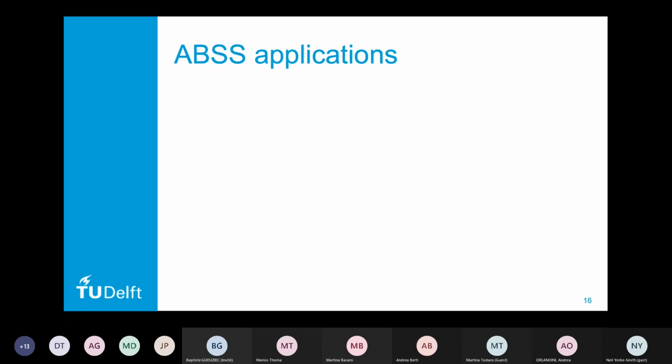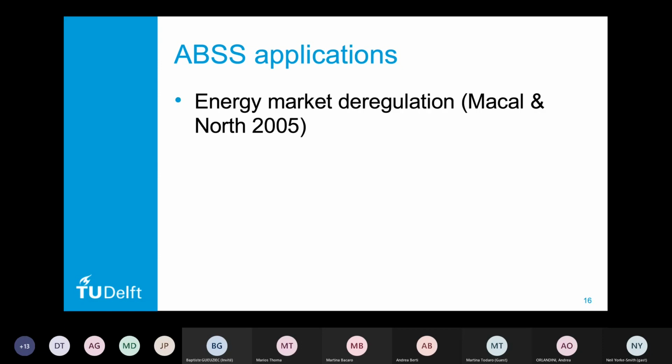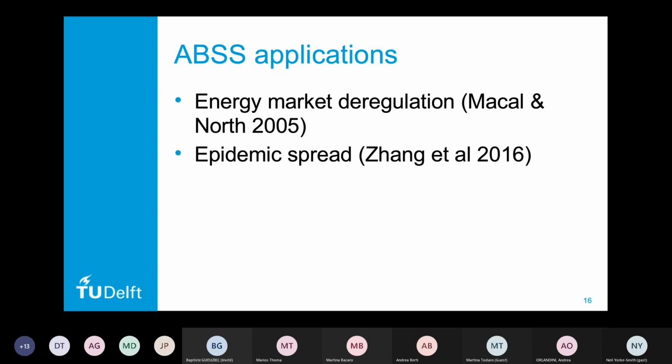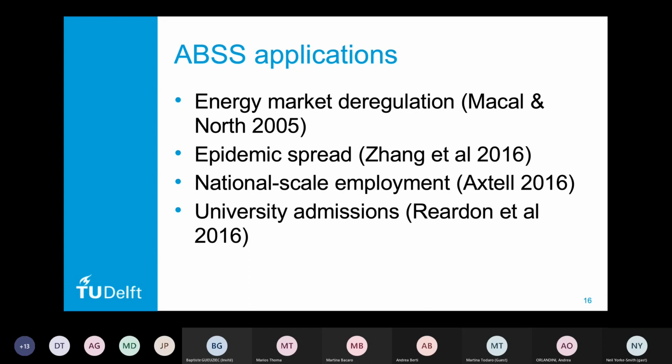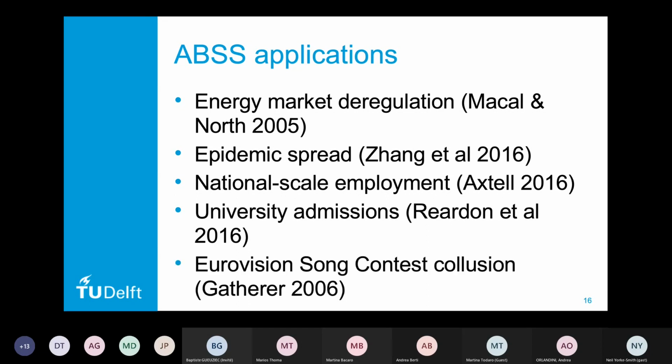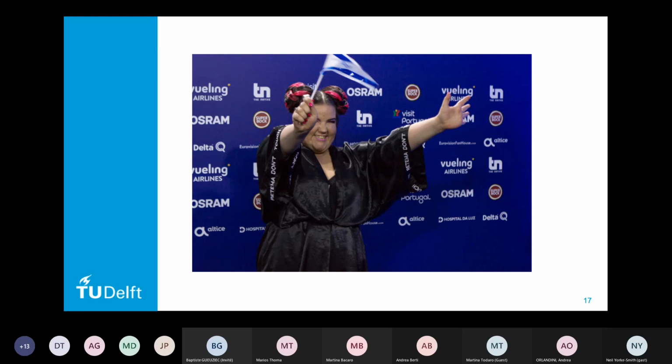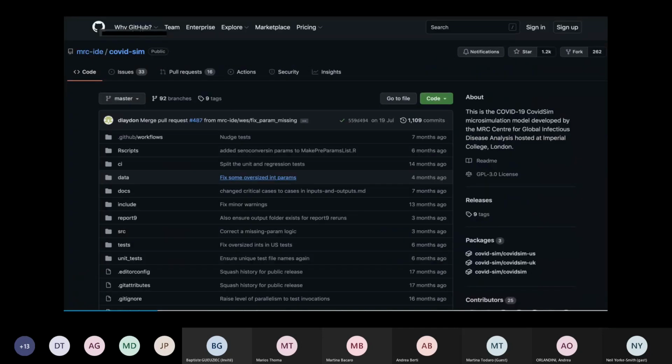Okay, what are some of the applications? Well, here are some. Energy market deregulation, for example. Another, epidemics, a classic example of agent-based modeling, and very contemporary. We saw a lot of new agent-based models coming out last year, and I've got a slide on that. Employment at the national scale. Tell me about how the economy works. This particular example, I think, had 100 million agents in it. Model of the US. University admissions. Who gets admitted or not admitted and why? And even collusion among the nations voting in the Eurovision Song Contest. Agent-based model of it. And for example, there we go, there's a winner. Not saying anything about collusion there.